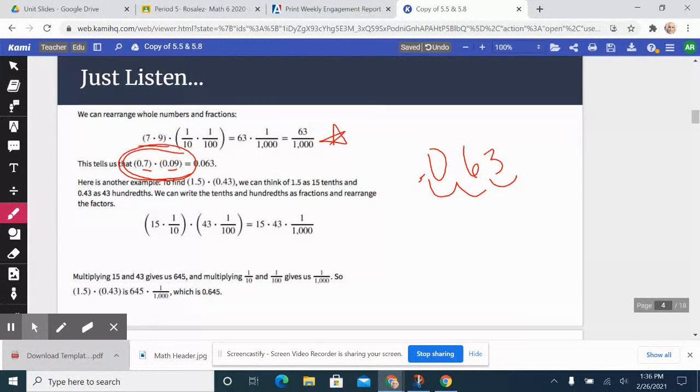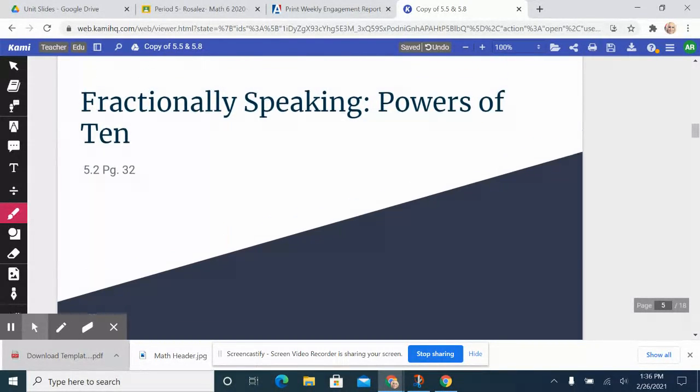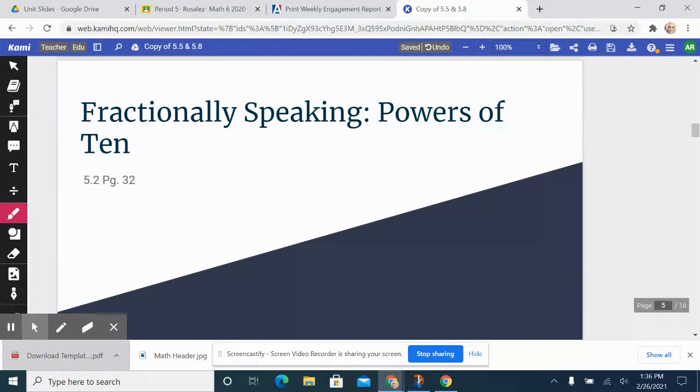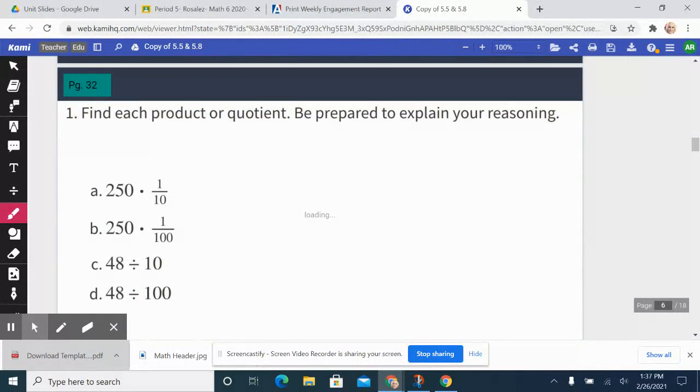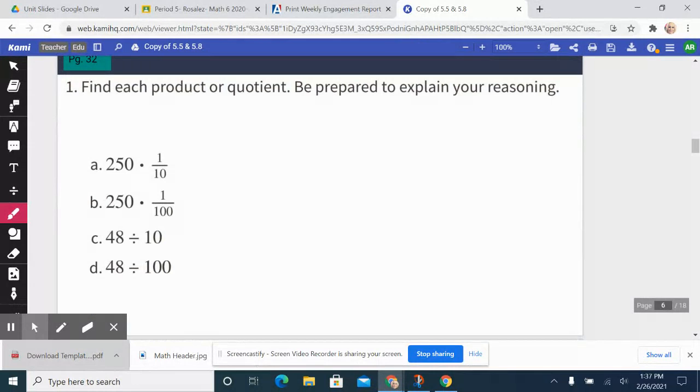So that's kind of what we're going to go over and get practice with today. And remember, that can only happen when it's dealing with base 10. So we're doing lesson 5 and lesson 8, and we're in book 5. So fractionally speaking powers of 10, and you are on page 32 in your book. So we're going to start with this little part. Find each product or quotient.